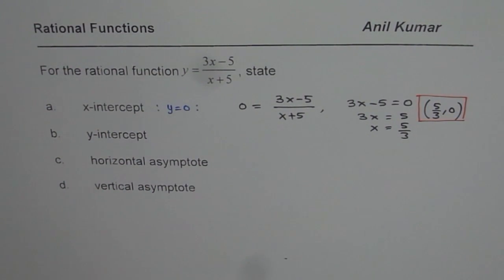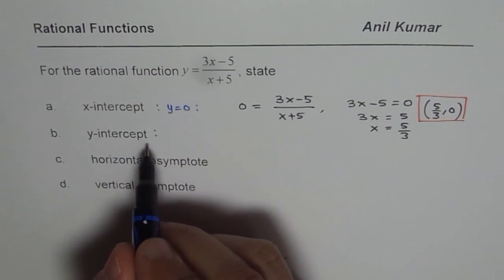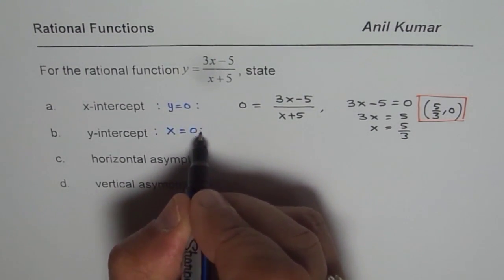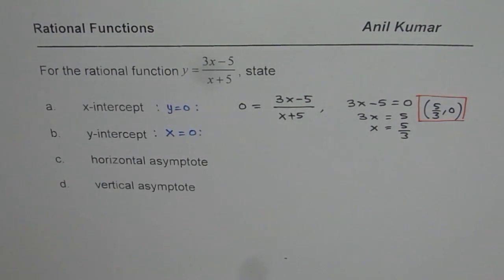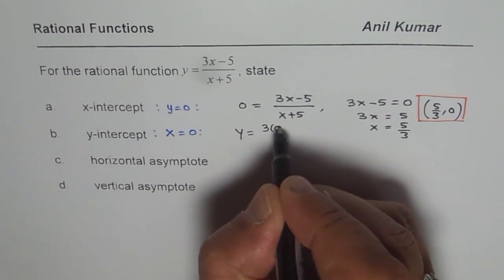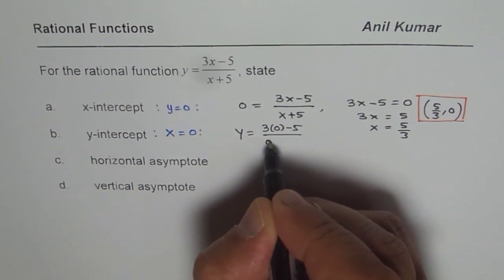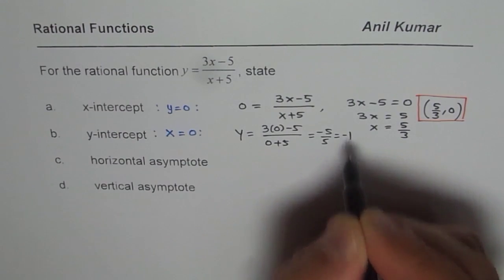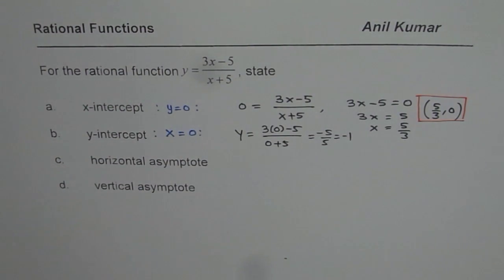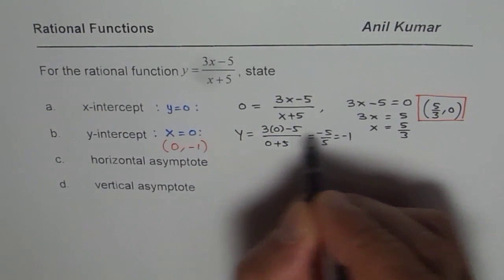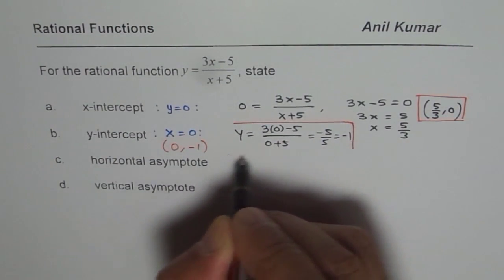Now let us find the y-intercept. What is the y-intercept? It is a point where the graph crosses the y-axis, and at that point x is 0. So we'll substitute x equals 0 in our equation and calculate. So y equals 3 times 0 minus 5 over 0 plus 5, which equals minus 5 over plus 5, and that equals minus 1. So y equals minus 1. The y-intercept for us is indeed (0, -1). So this is the calculation for the y-intercept.